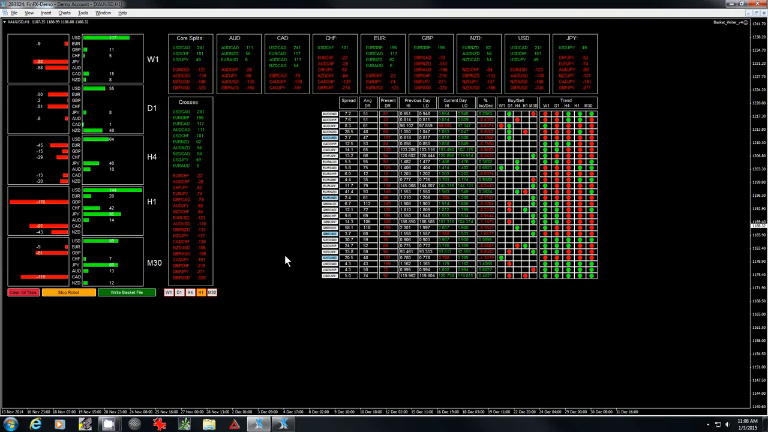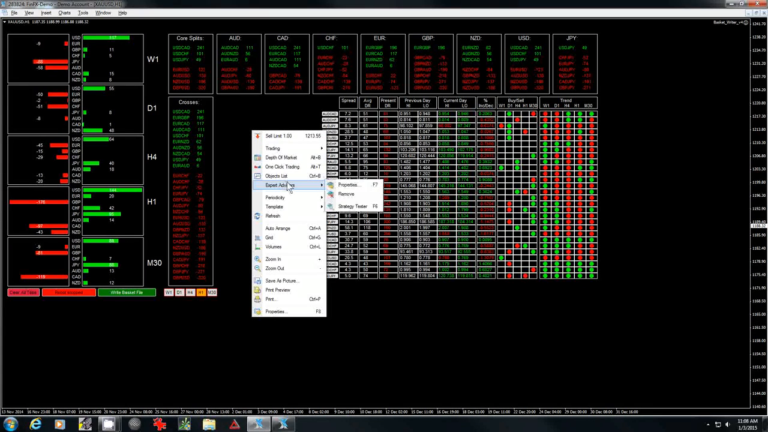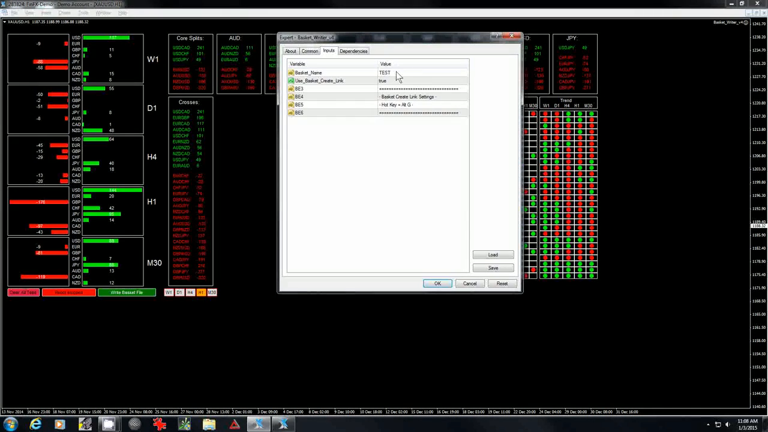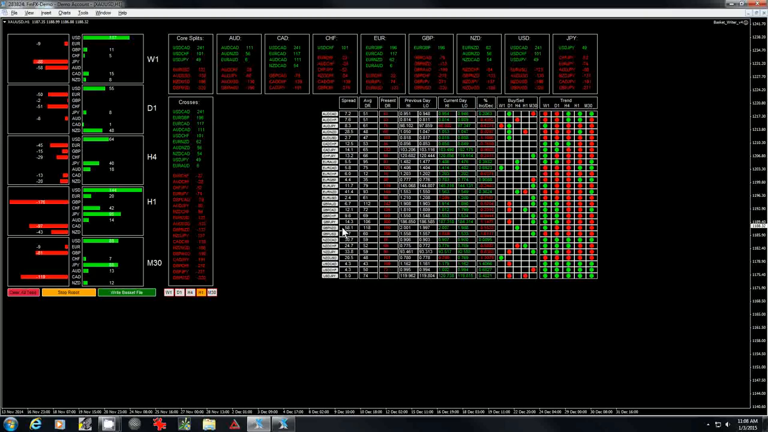And one thing I should have done before I did this was change the name of the basket. Right now, remember, its default is test. So what I'm going to do is clear out the tabs. I'm going to stop the robot. And since I know I want to build a dollar basket, I'm going to go back to the experts properties, and I'm going to change this test to USD. That way I know better what it is. And click OK. And then we just enter them in here again.